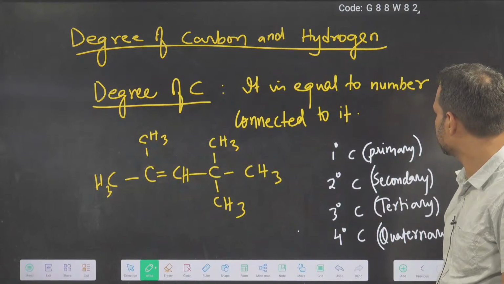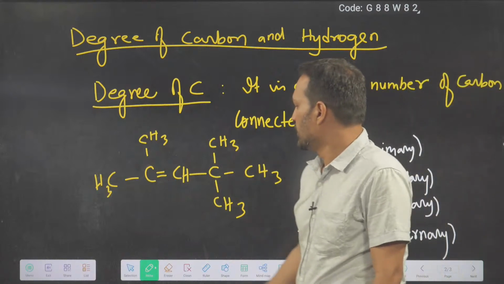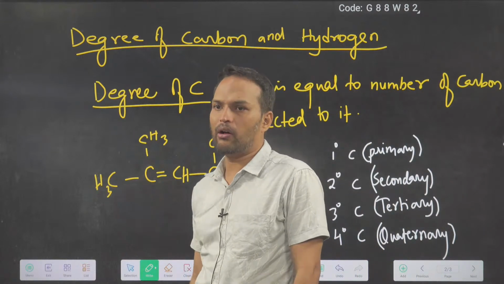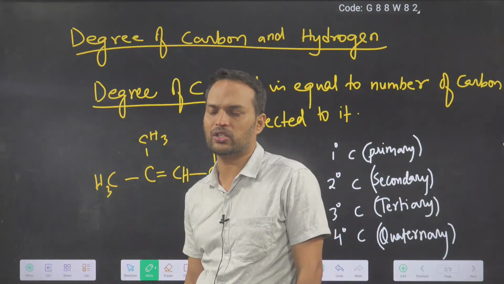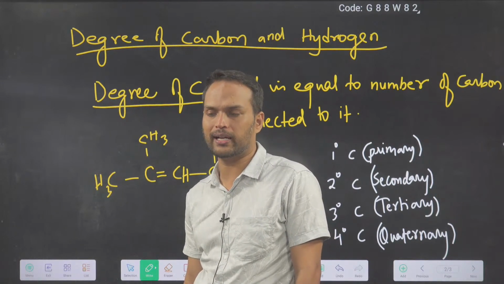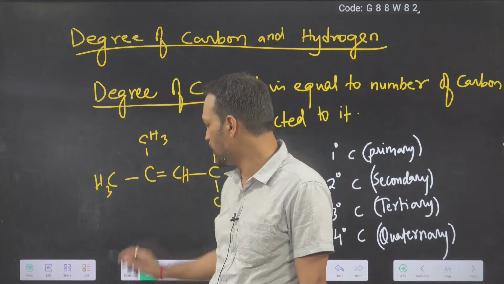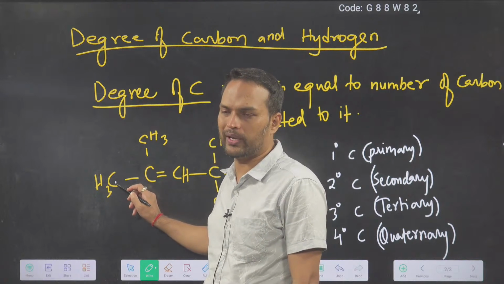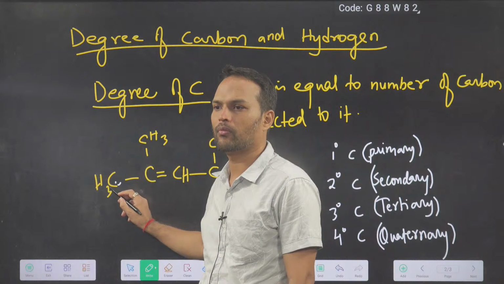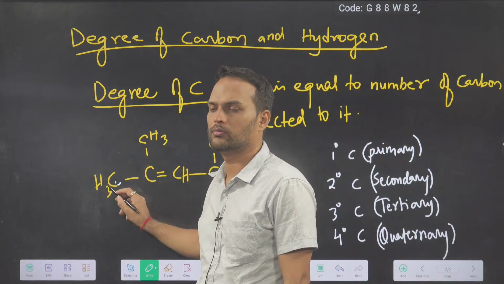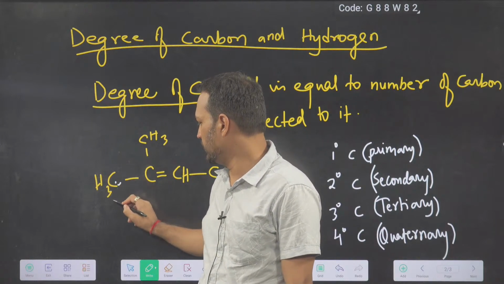Okay, now can you tell me about degree? Everyone has to be quick. You have to directly type in the comment section. I will ask you the degree, and you have to directly write 1, 2, 3, 4. So can you tell me the degree of this carbon quickly? 1 degree.